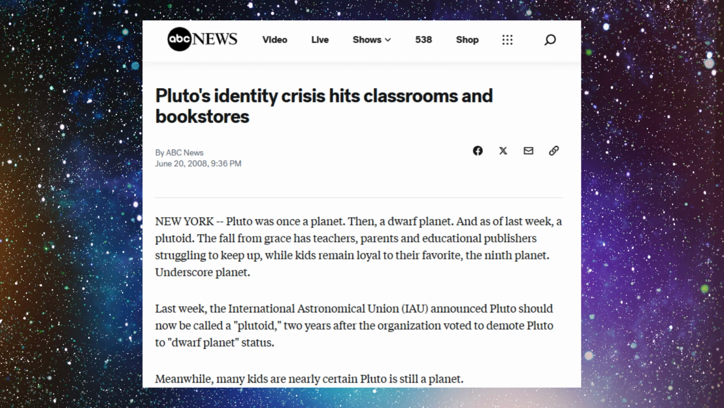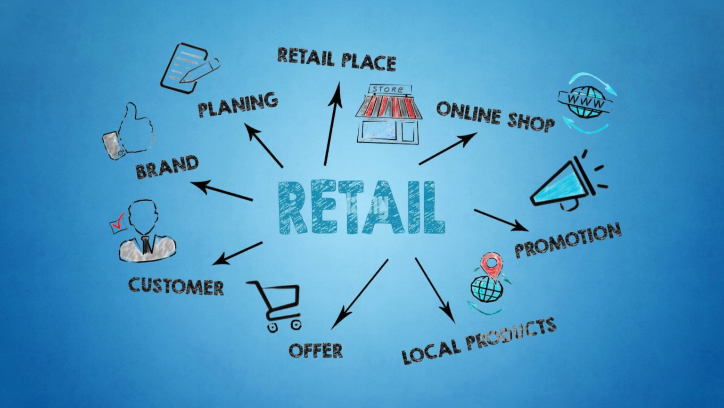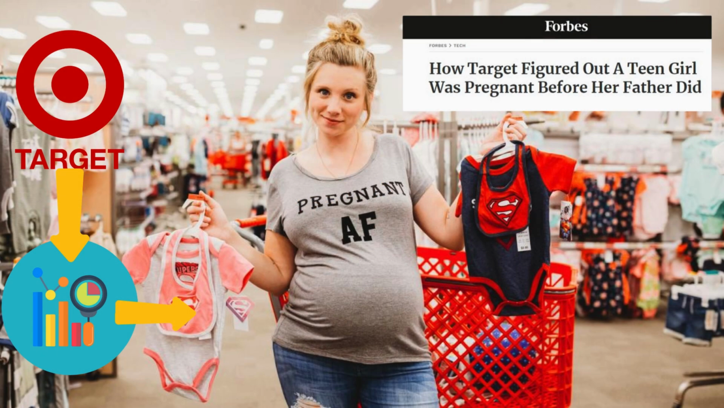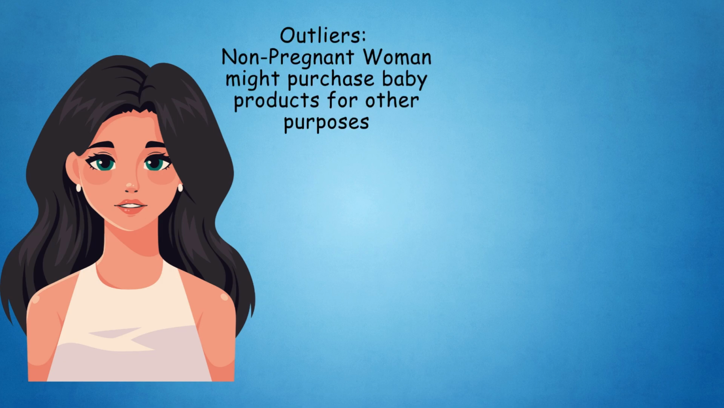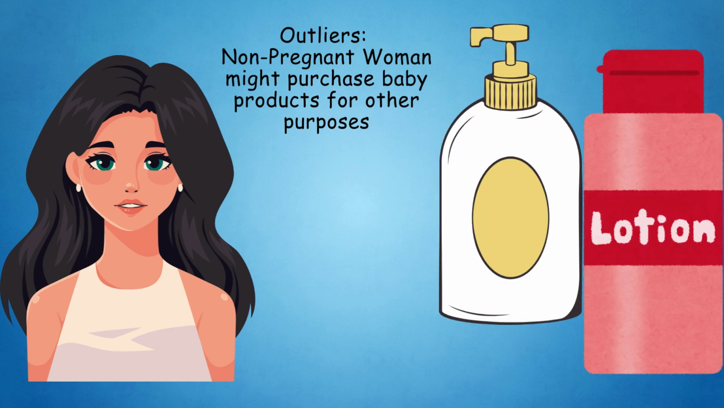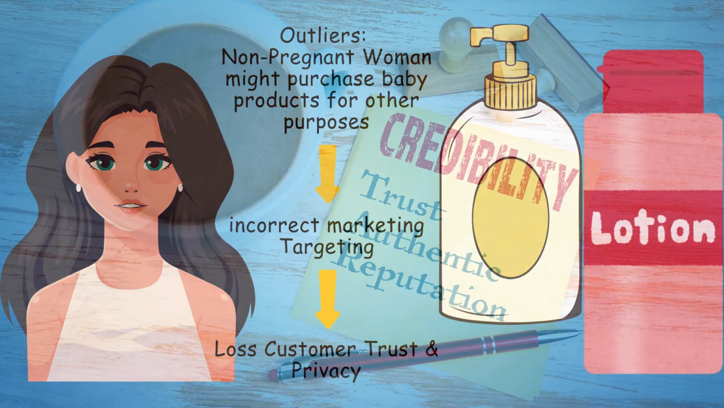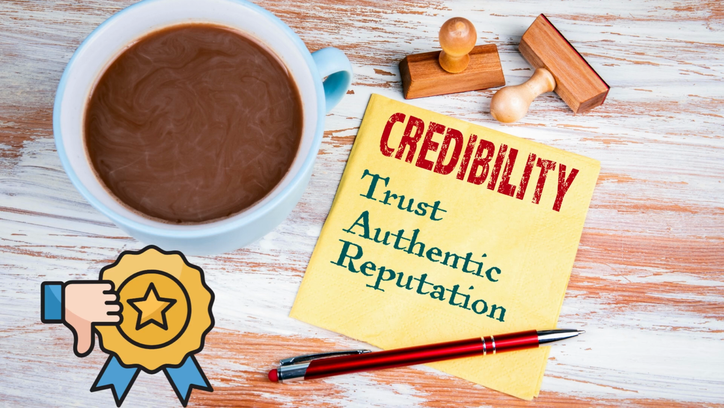In the business world, for example, Target, a major retail store in the US, used predictive analytics to target pregnant customers with ads for baby products in 2012. Although it worked, there were still outliers, such as non-pregnant customers buying pregnancy items like unscented lotion, leading to incorrect targeted marketing. One case involved sending baby product coupons to a teenager, which raised privacy concerns. These outliers damaged Target's reputation, caused misguided marketing, and resulted in a loss of customer trust and credibility.